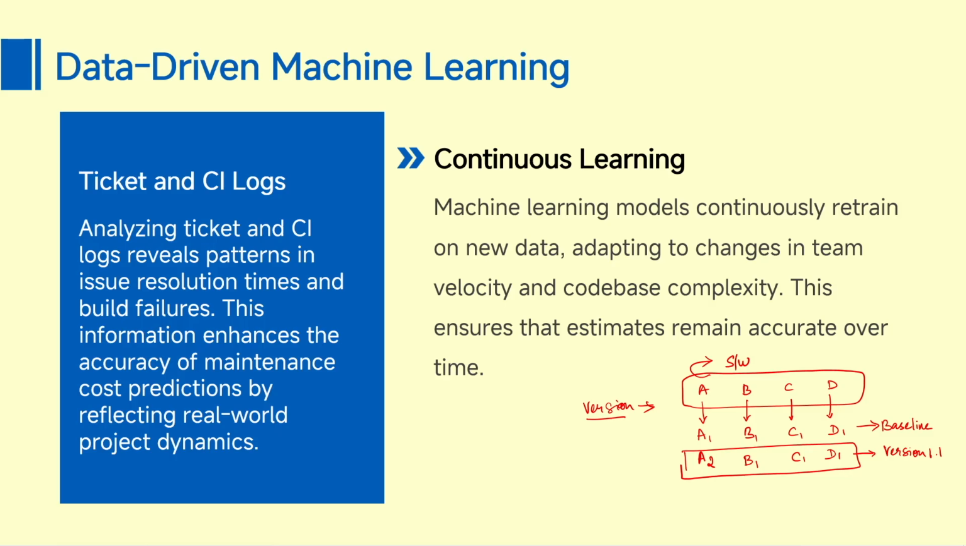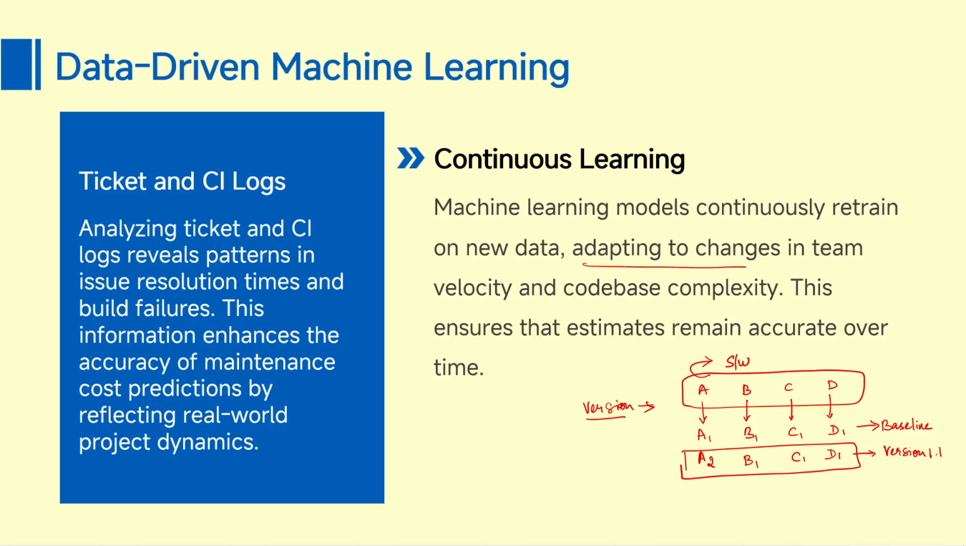From these version changes, we can use machine learning to continuously retrain on new data, and we are trying to adapt to the changes in the team velocity and code complexity.